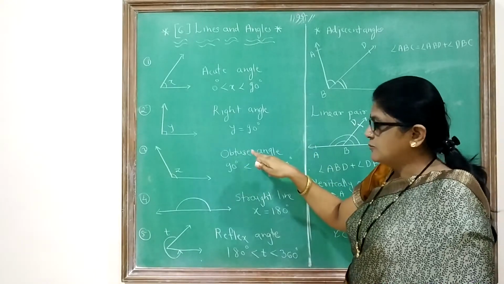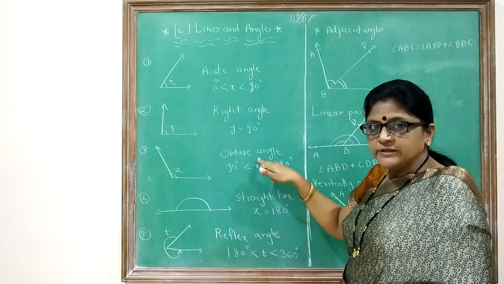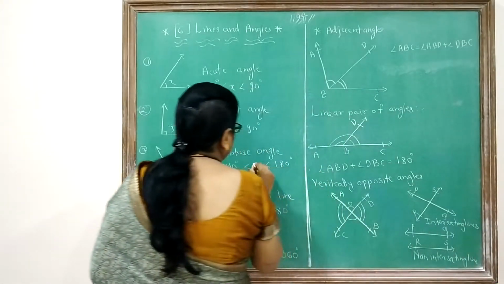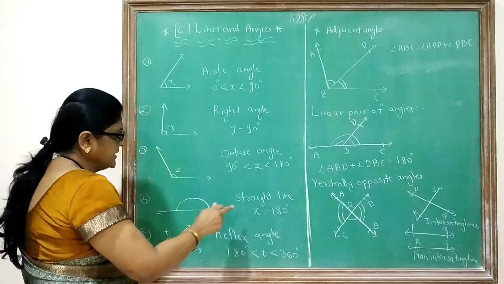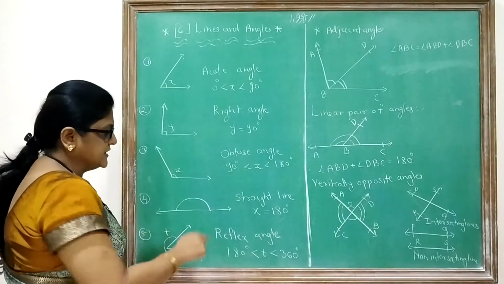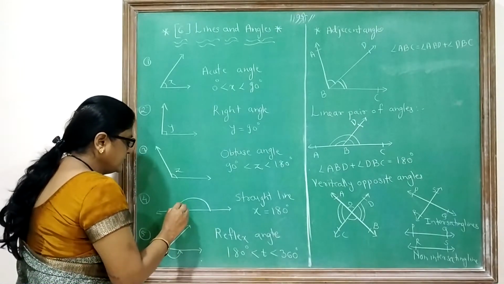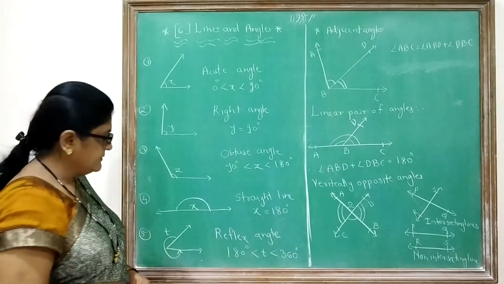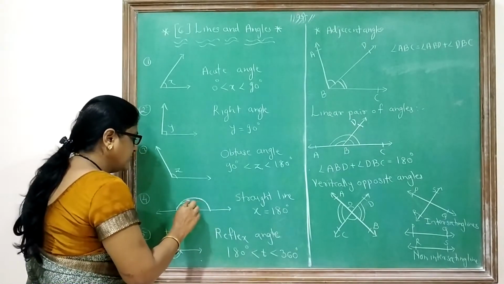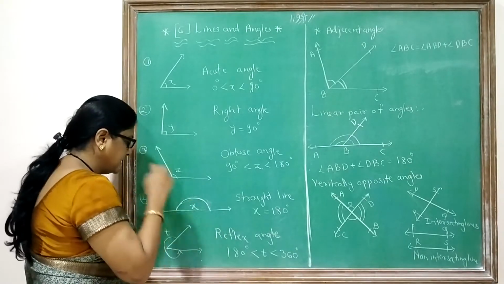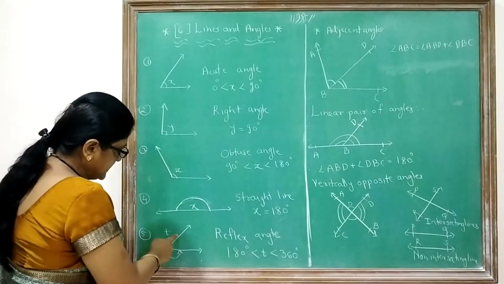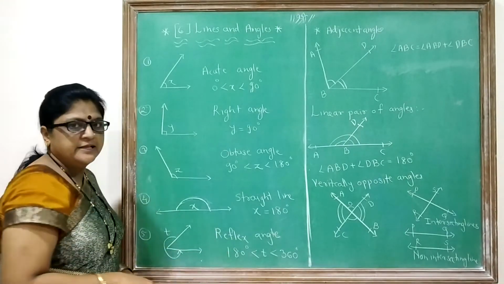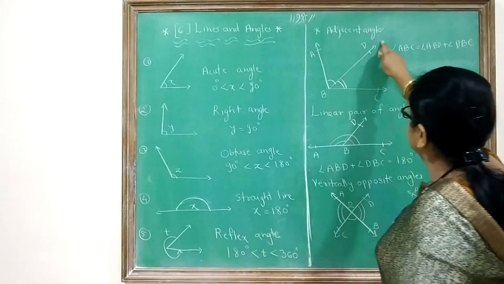Then obtuse angle. Obtuse angle means it is more than 90 degree, that is 90 degree is less than z less than 180 degree. Then straight line angle. Straight line means you will write here x equal to 180 degree, means its measurement is 180 degree. This whole measurement is 180 degree. Then reflex angle. Reflex angle means this will lie in 180 degree less than t less than 360. Then adjacent angles.